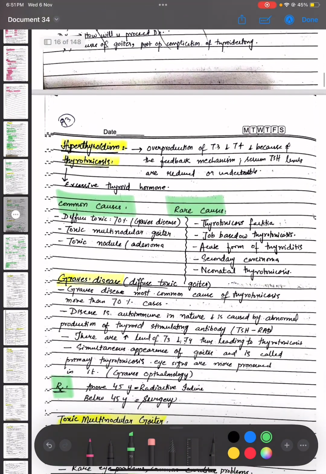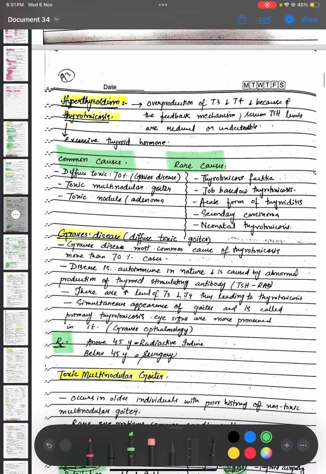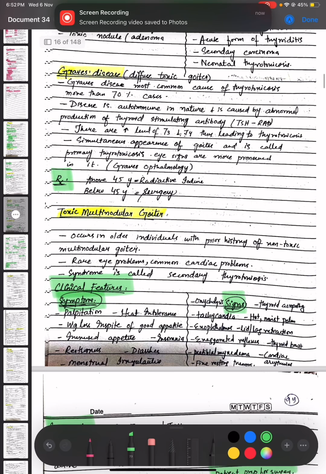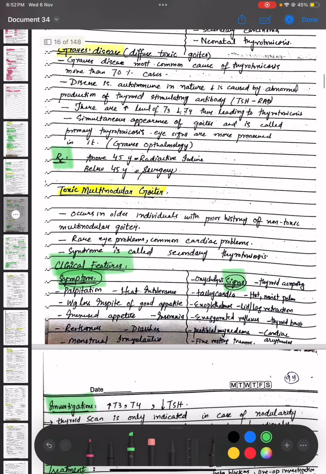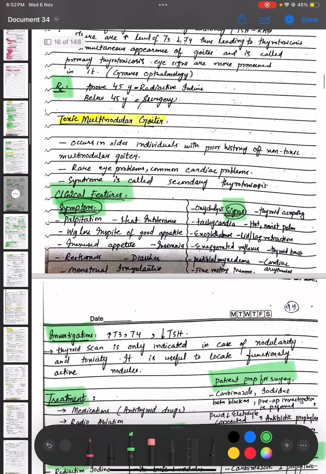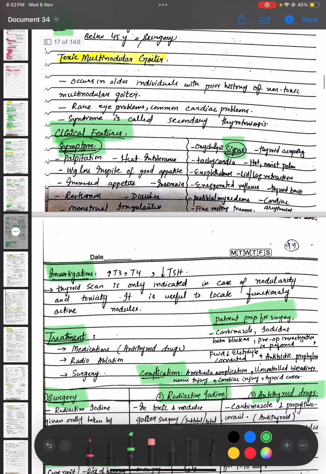Okay, now coming towards hyperthyroidism, that is thyrotoxicosis. Then we discuss its common causes. Then Graves' disease. What is the definition of Graves' disease? It is the most common cause of thyrotoxicosis. And what are the treatment options above 45 years and below 54 years? Then what is toxic multinodular goiter and what are its clinical features?